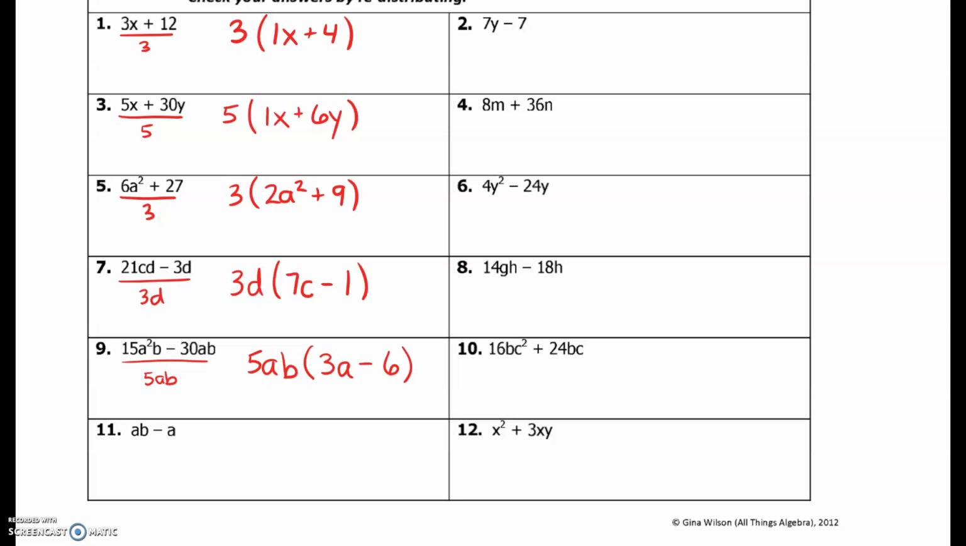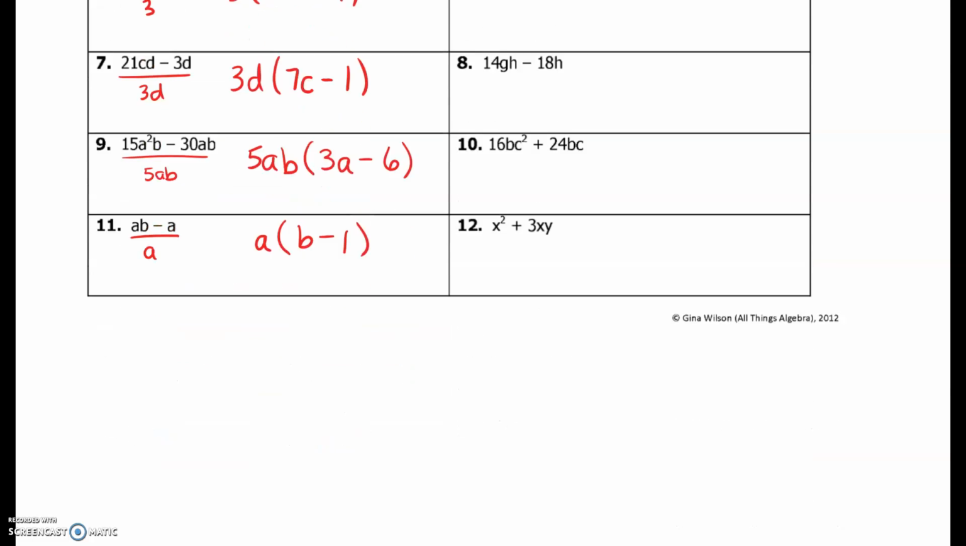Number 11, there are only letters, but you notice in the terms they both share the letter A. So we will divide by A. That leaves me with B. And even though these A's cancel out, you still need to have a number here to hold this place value. So A divided by A, yes, the A's cancel, but you still need to keep a 1 there as the coefficient.